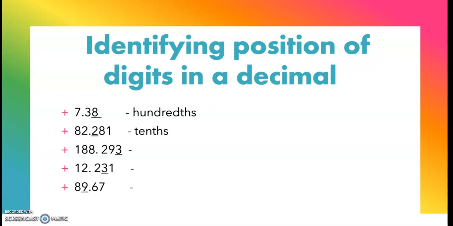Now go ahead and pause the video, attempt examples 3, 4, and 5, and then compare with what will be discussed afterwards.